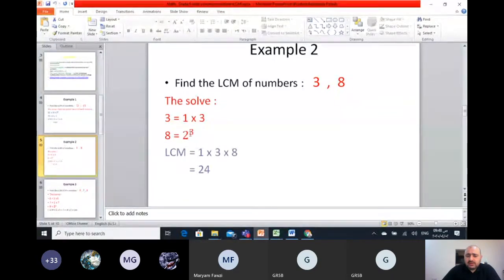So for the LCM, take the common factors. As you see here, no common factors. Then the second step, take the non-common factors. So I can take 1 and 3 and 2 exponent 3. I can write 1 times 3 times 2 exponent 3, which means 2 times 2 times 2, which means 8. So the answer is 1 times 3, 3 times 8, which will be 24.